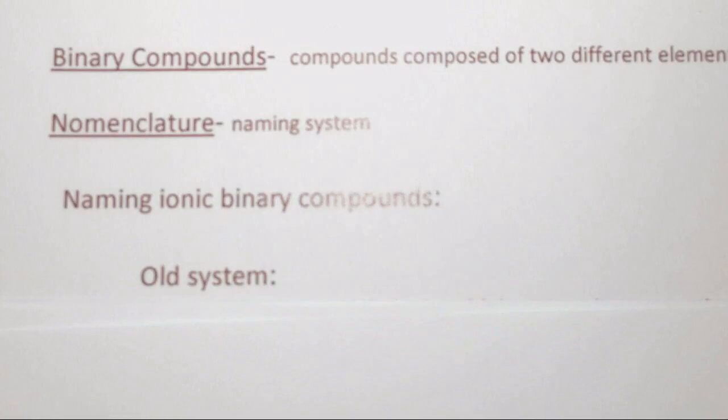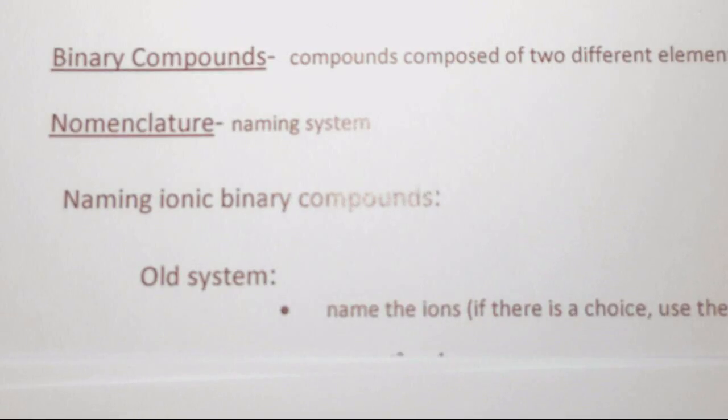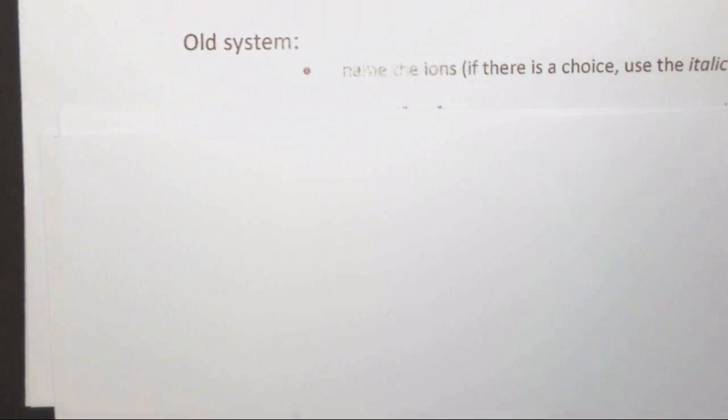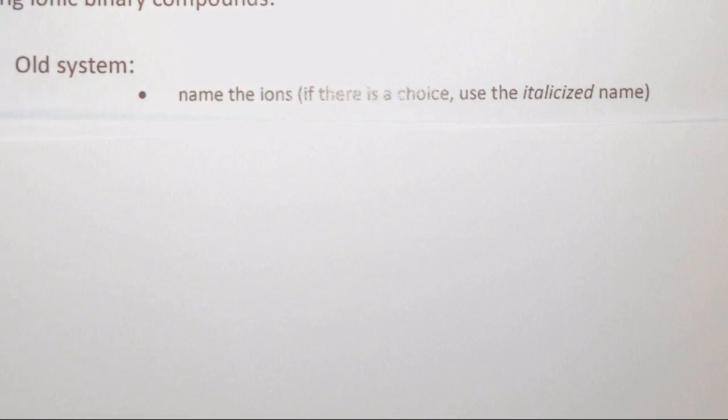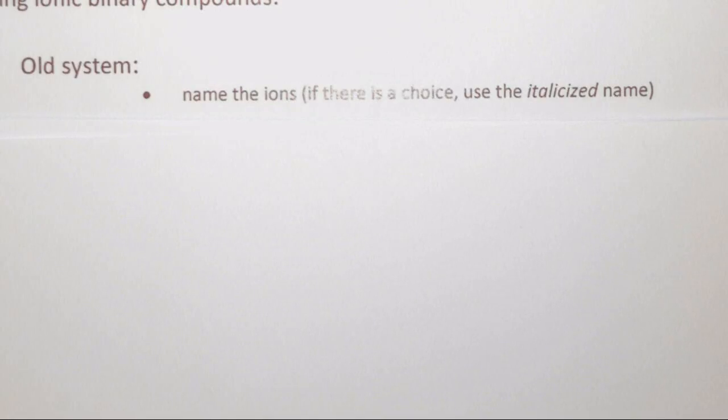We are going to begin with the old system. And for ionic compounds, it's fairly easy. You are just going to be naming the ions. And if there's a choice of names in the old system, you are using the italicized name. We will be doing these two as examples. This is where you are given the formula for the compound, and you're going to be providing the name of the compound.